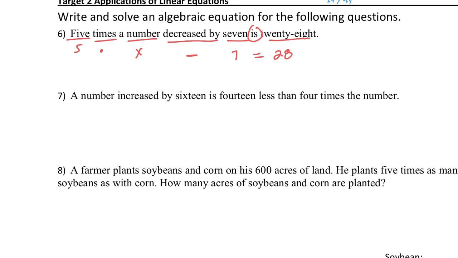So if I look at what I just wrote there, I can neaten that up and kind of smush it together a little bit more. 5 times x is just 5x minus 7 equals 28. So there's my equation. All right. Now let's solve it. 5x minus 7 equals 28. We're going to add 7 to both sides. Get 5x equals 35. Divide by 5 on both sides, and we get x equal to 7.